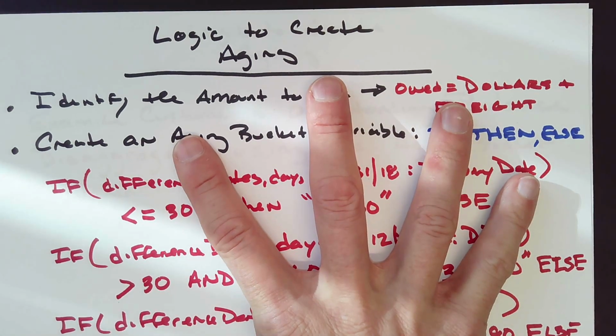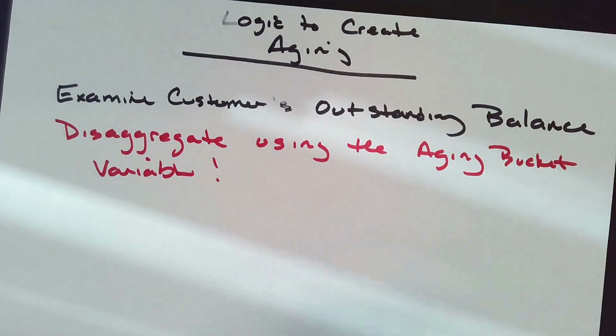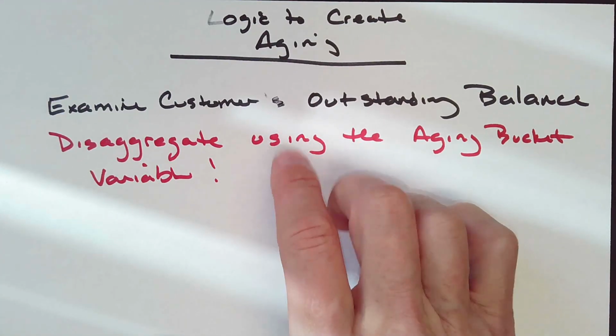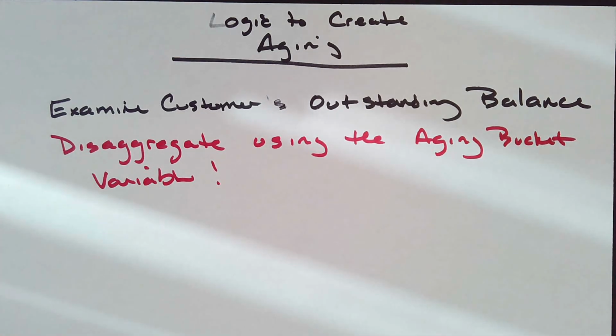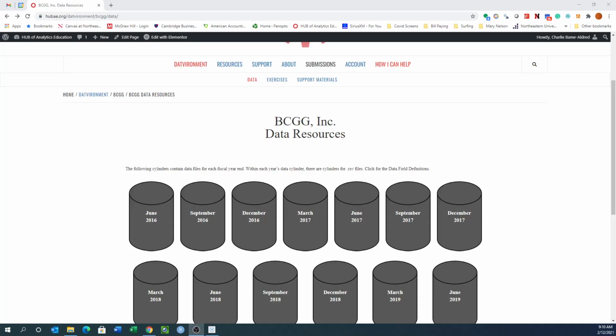So we have created our logic. Here's our logic. We've got to create these two variables. And then we're going to use these two steps to try to figure out if we can create an agent. So let's go and take a look at where we're going to get this data.